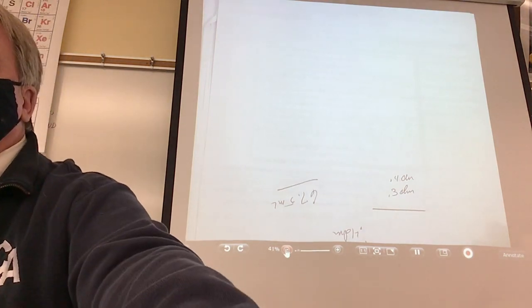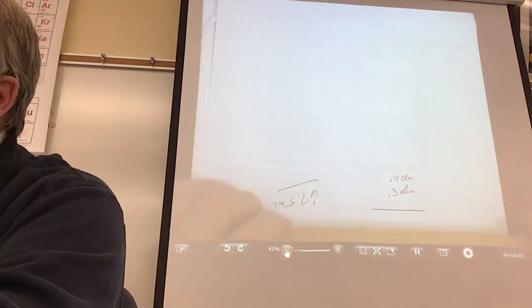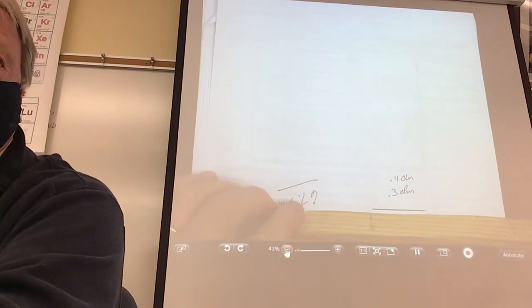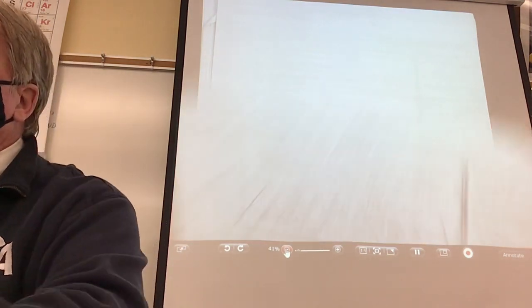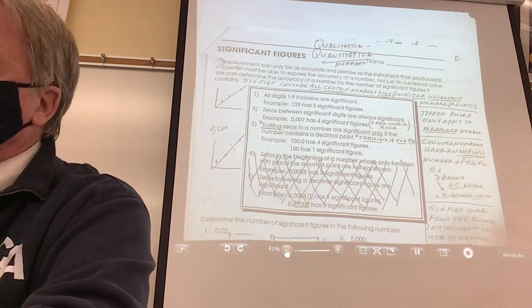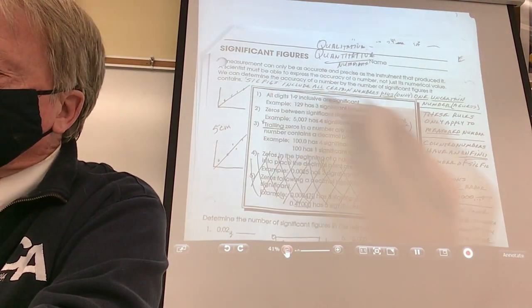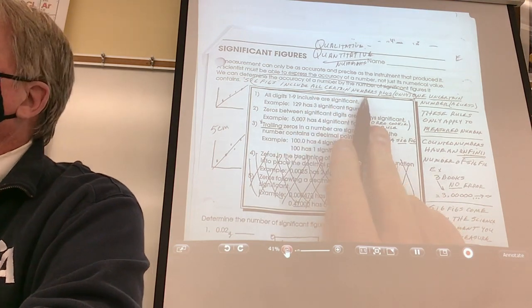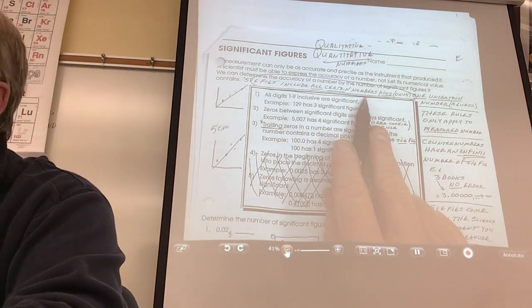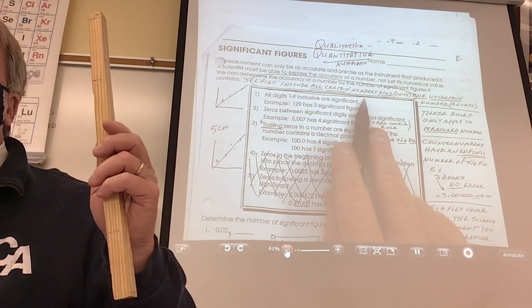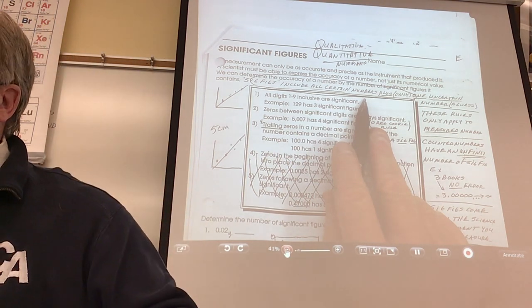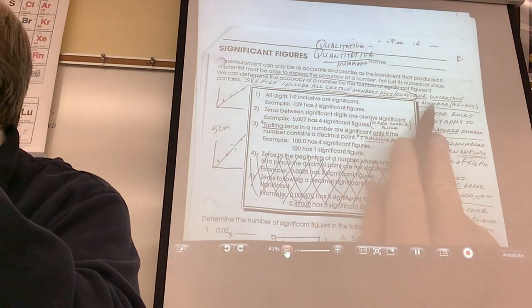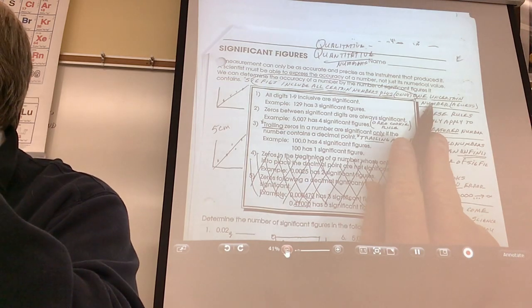Well, the ruler only had lines like this, and they had to make a guess, didn't they? It says here that whenever you are measuring something, you have to use sig figs. Sig figs include all the numbers you're certain about. What makes you certain? The lines. The lines make me certain, but it also includes one uncertain. One of them you had to guess.